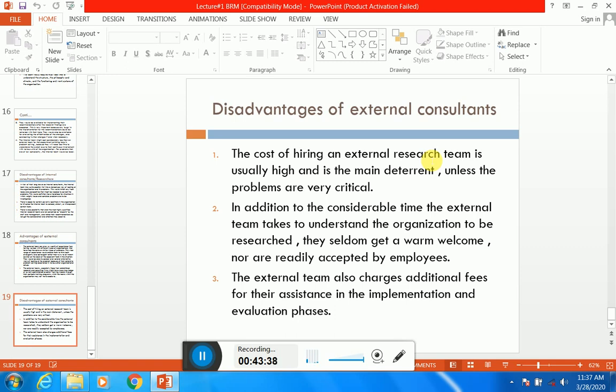Simply stated, the people we hire from outside are very costly. Simple as that, because they will charge you very high. Their fees are very high.